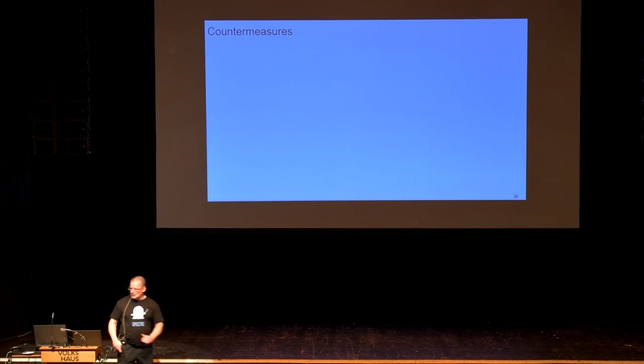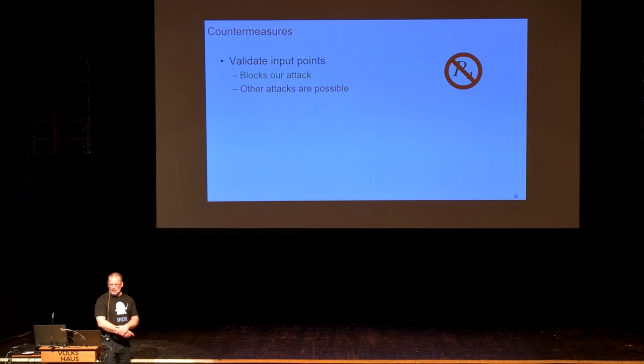Beautiful. So a little bit about countermeasures. The first possible countermeasure is to validate all the input points. This will work against this specific attack, but it doesn't block the attack itself because there is still leakage there. More advanced attacks will be able to get that.